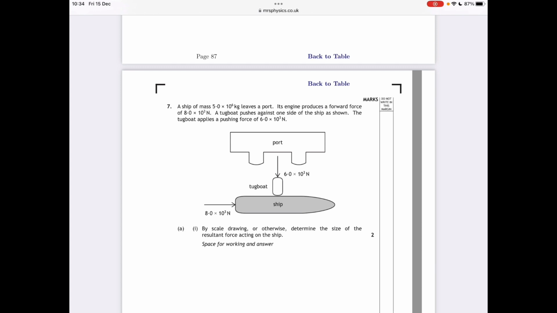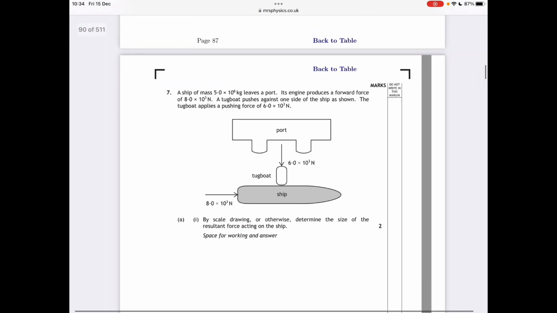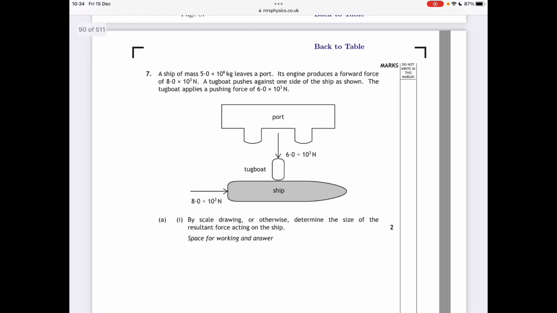A tugboat pushes against one side of the ship as shown. The tugboat produces a pushing force of 6.0 times 10 to the 3 newtons. Sorry, that is this force here. The mass is given, but we may use that later on. So we've got our tugboat coming out of port with 6 times 10 to 3 newtons, and our ship going forward with 8 times 10 to 3 newtons.